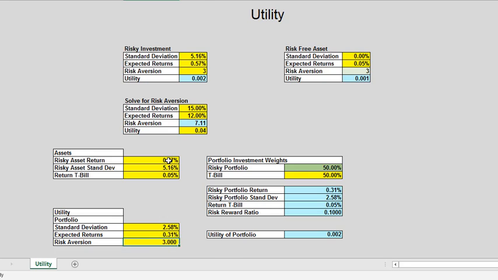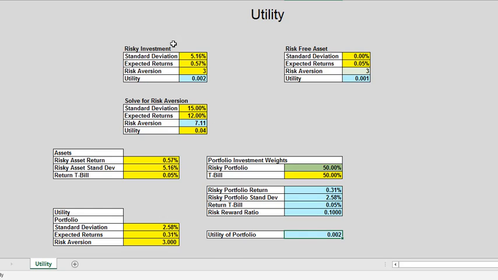Our risk aversion has come back up. Remember, we changed that to 3. And what we will find out is the utility on this portfolio, again, it's 0.002. So we're going to get a risky portfolio return of 0.31, which again is a combination of these two. The risk, 2.58, right, is obviously less than the standard deviation. So we know we're getting somewhere in the middle, the average risk. We're making some money, and the actual benefit on this is 0.002.